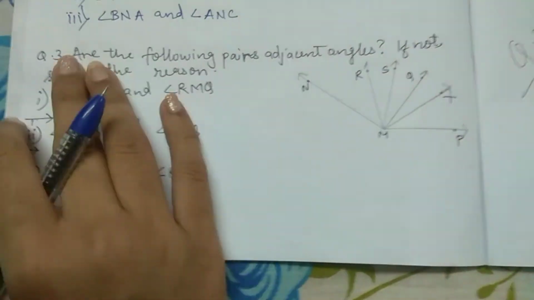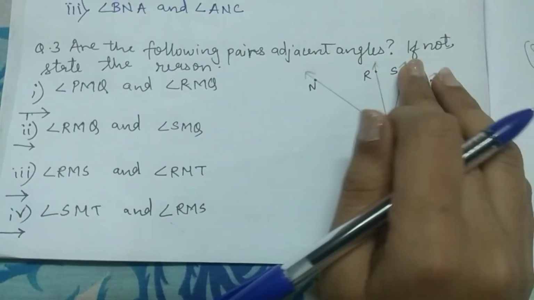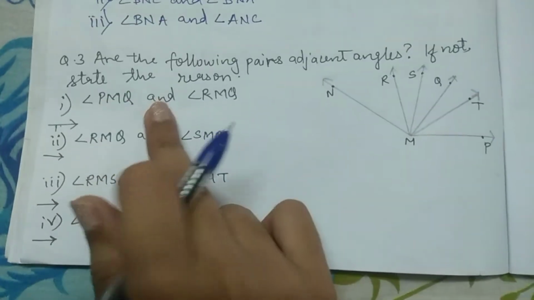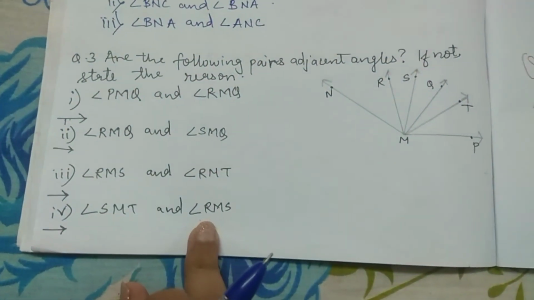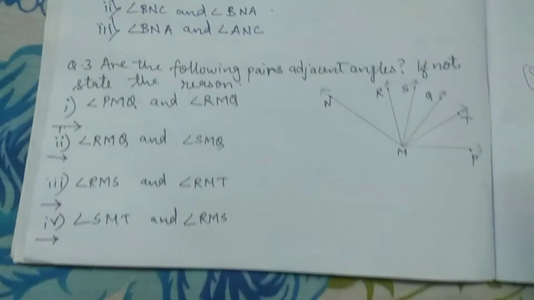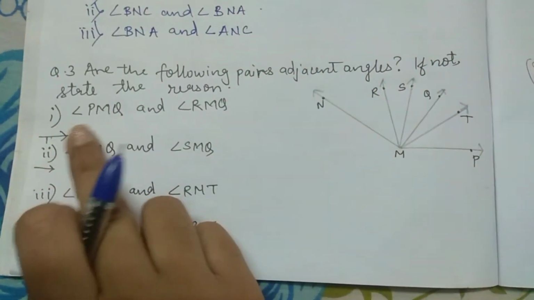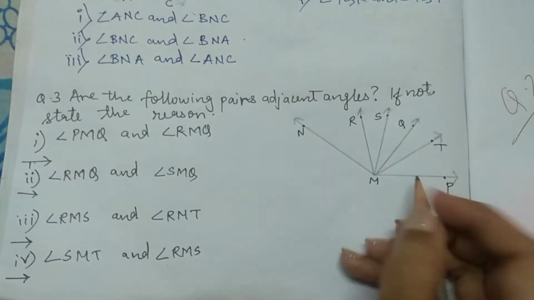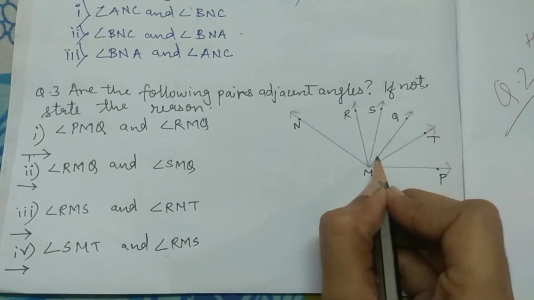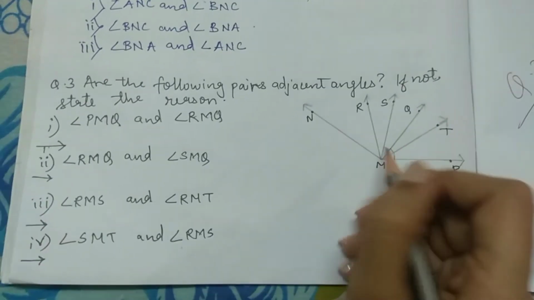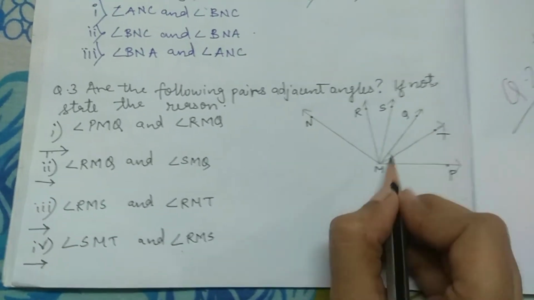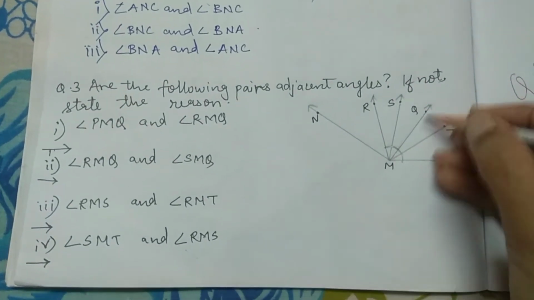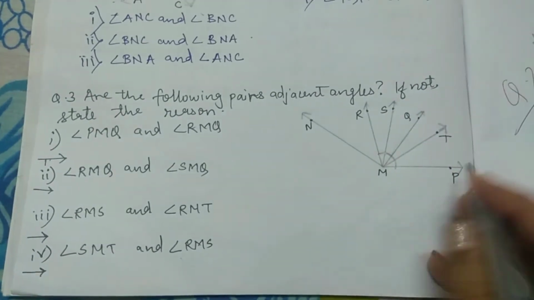Question number 3. Are the following pairs adjacent angles? If not, state the reason. We have to see whether these four pairs are adjacent or not. If they are not, then we have to state the reason. First one, PMQ and RMQ. Let me show you the angle PMQ. PMQ means this angle, this much, and RMQ, this angle. So MQ is common, M is the common vertex, MR and MP on the other sides.